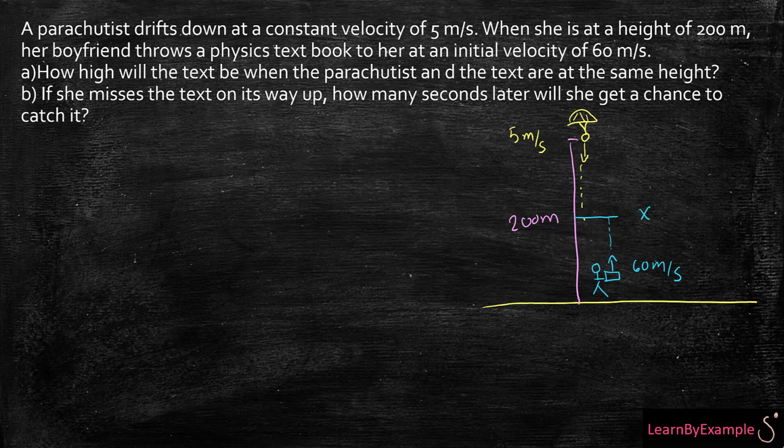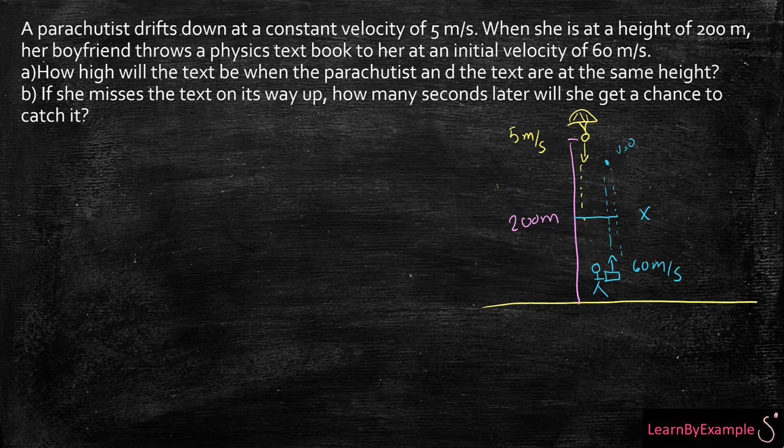On a side note, I just want to talk about the book for a second. So this parachutist is going to come down at a constant velocity, but the book is going to go up. As you know, it's going to stop at certain points, so the velocity is just going to equal 0 at this point, and it's just going to fall back down, right? So this is what's going to happen to the book.